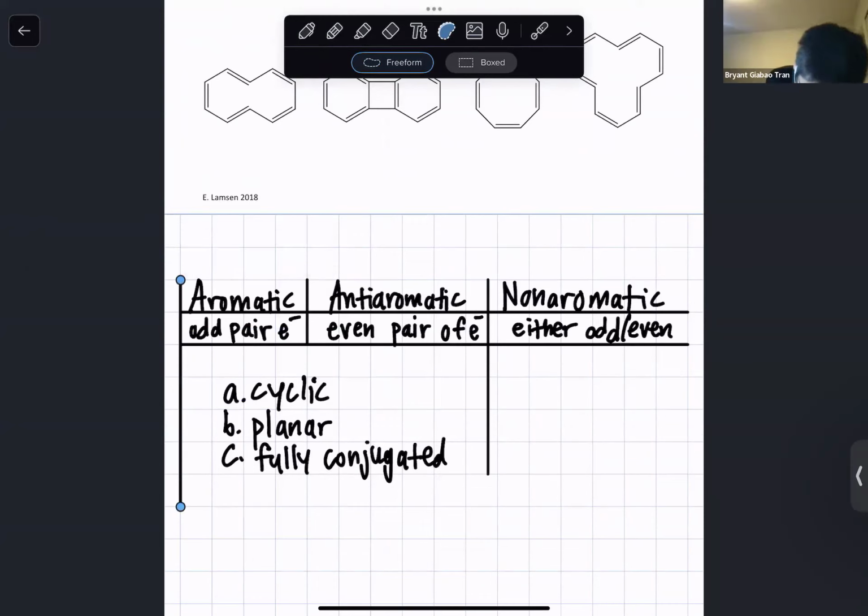And my iPad is so buggy right now. Oh my gosh.